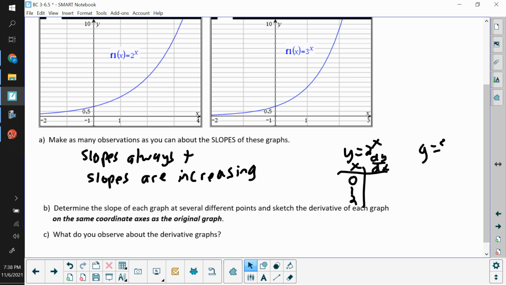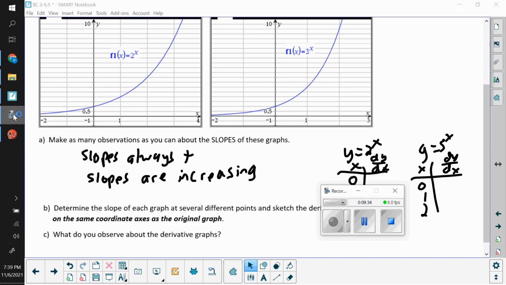And then at the same time, you're going to do it for 3 to the x. We'll do it at x equals 0, 1, and 2. Figure out what dy dx is, and plot those as points on the 3 to the x graph as well. So this will take a few minutes, so we're gonna pause the video for maybe 4 minutes for you to go ahead and do that.